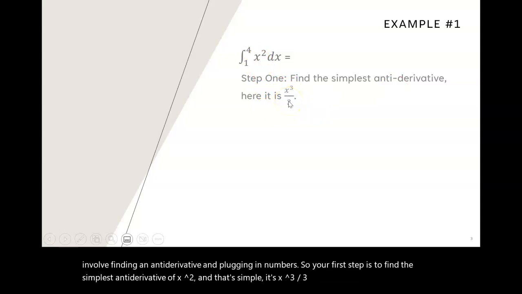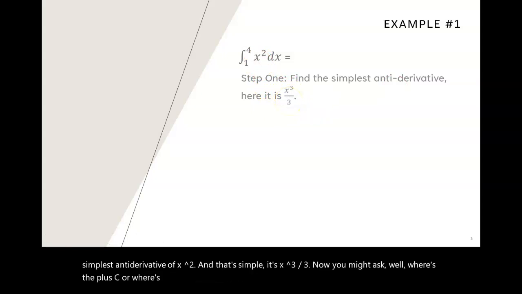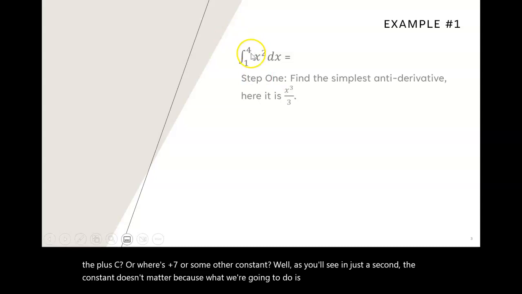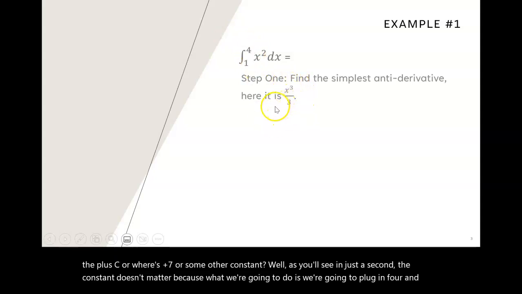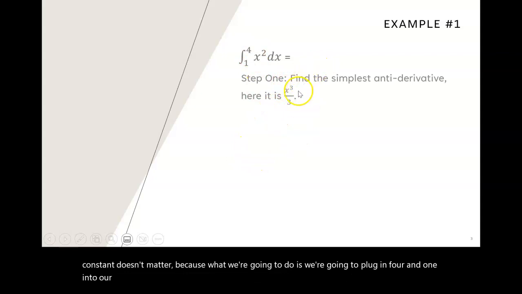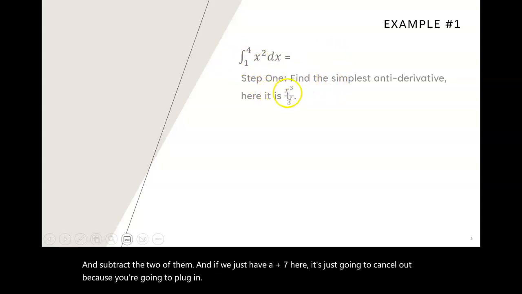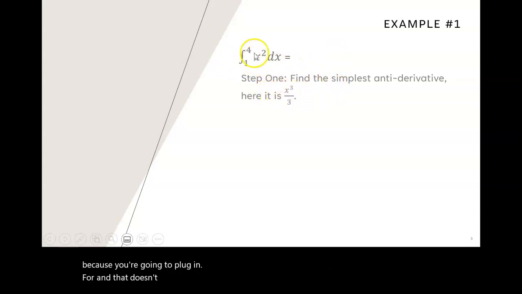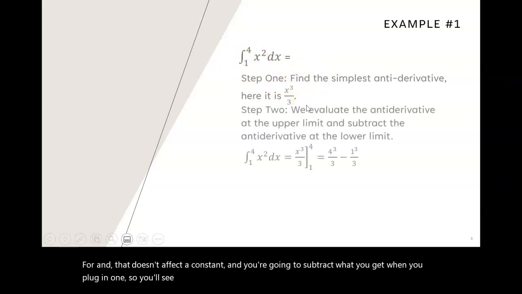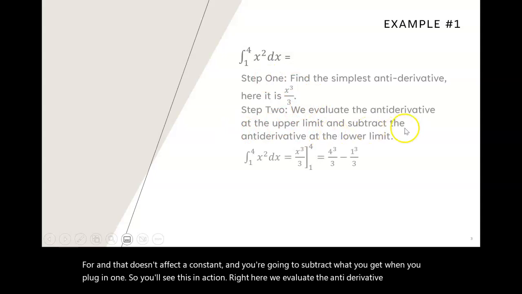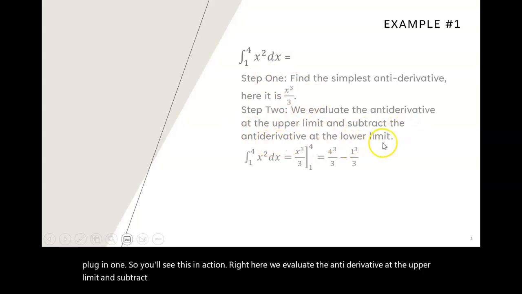Now you might ask, well, where's the plus c, or where's plus 7, or some other constant? Well, as you'll see in just a second, the constant doesn't matter because what we're going to do is plug in 4 and 1 into our antiderivative and subtract the two of them. And if we just have a plus 7 here, it's just going to cancel out because you're going to plug in 4, and that doesn't affect the constant, and you're going to subtract what you get when you plug in 1. So you'll see this in action right here. We evaluate the antiderivative at the upper limit and subtract the antiderivative at the lower limit.